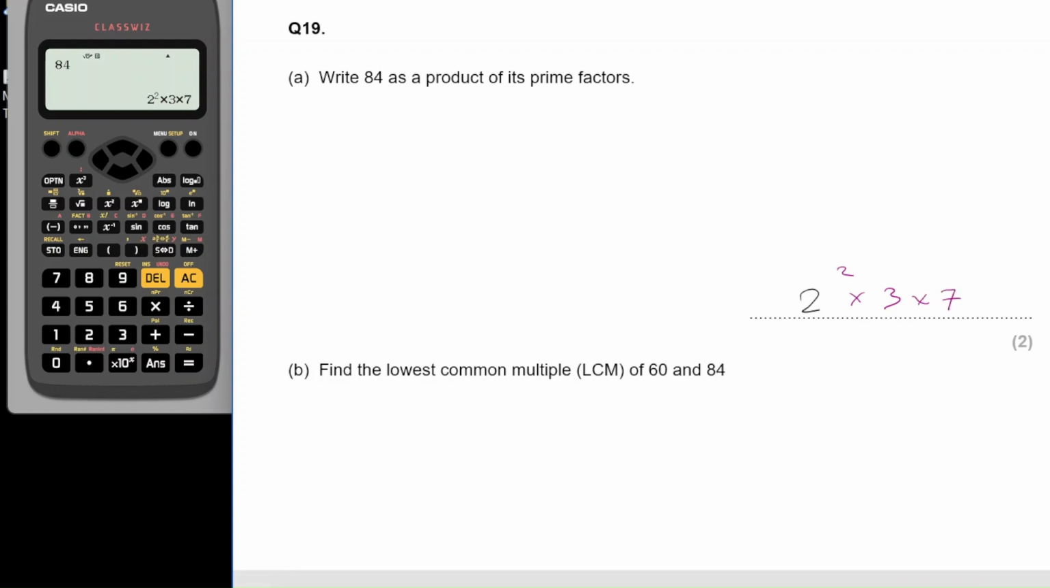If you can't remember that, which is perfectly understandable, you can treat it as prime factorization. So we can go 84 is going to be 2 times 42, which is going to be 2 times 21, which is going to be 3 times 7. So that's my prime factors.